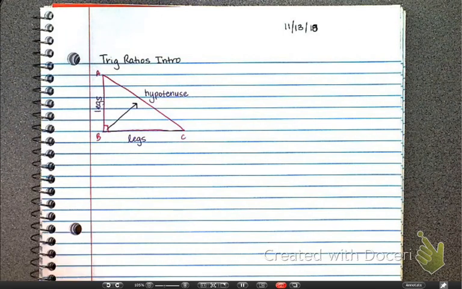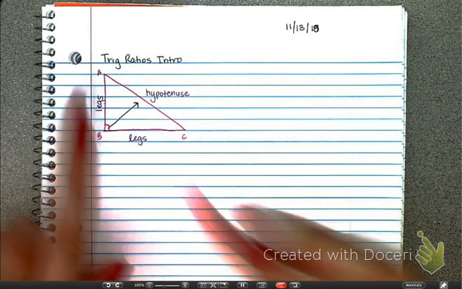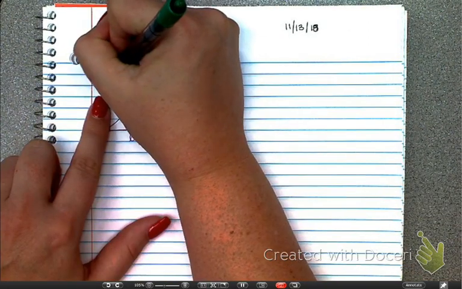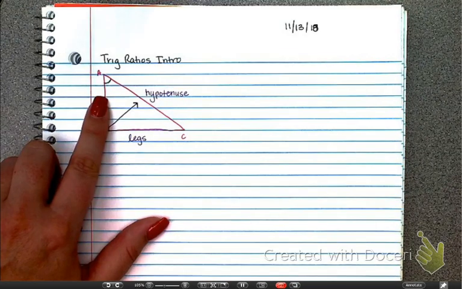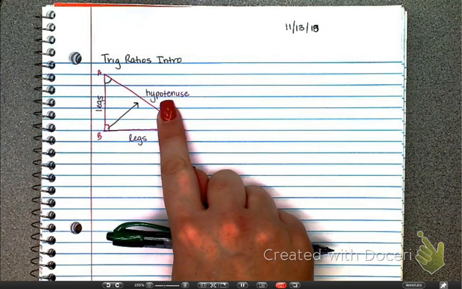When we are using trig functions, we're going to have something called a reference angle. Your reference angle will never be your 90-degree angle. It will always be one of the other two. So, let's pretend for right now that my reference angle is angle A. Do you agree that this is still the hypotenuse? No matter what, that's still the hypotenuse.